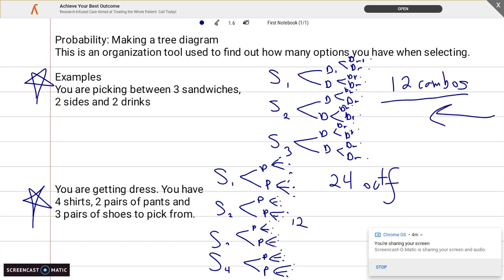Make sure you're always including a unit when you are working with tree diagrams and your combinations. You can use several different units. You can make something generic like I did in the first one, combos, ways, outcomes, or you can get specific like I did with the second one as outfits.